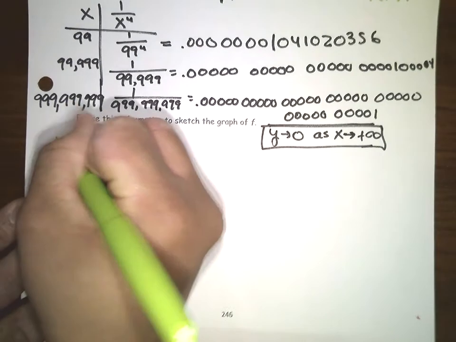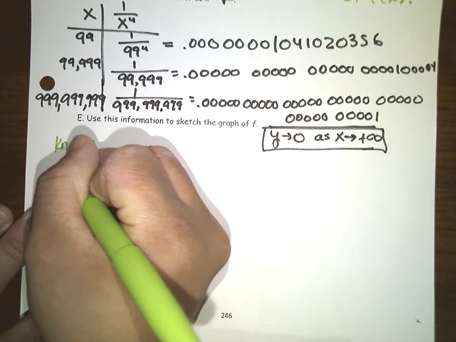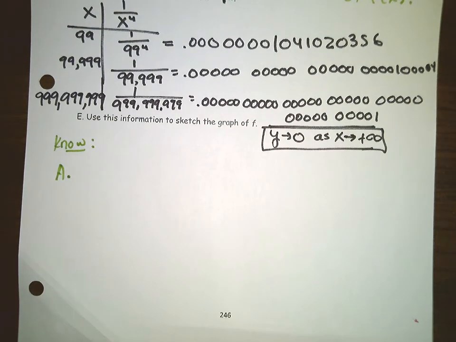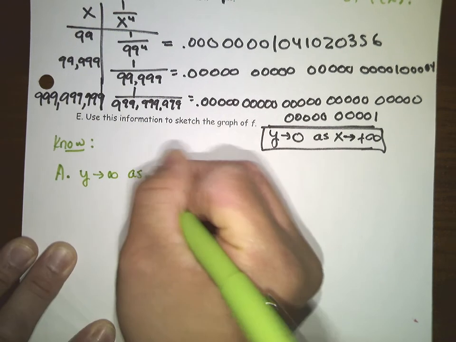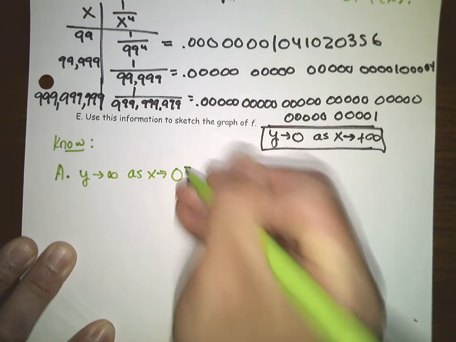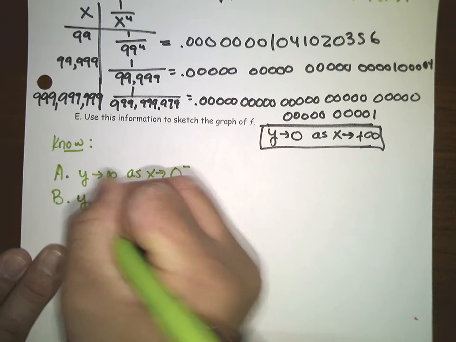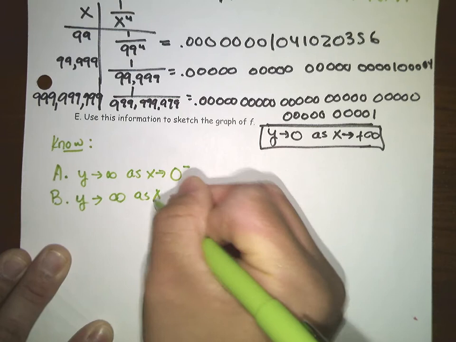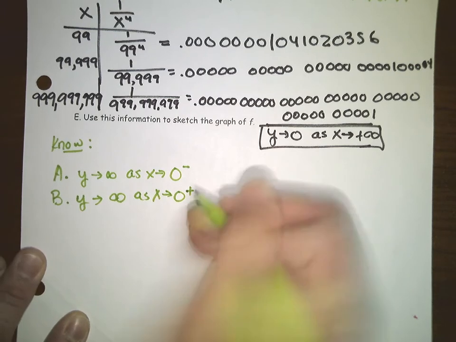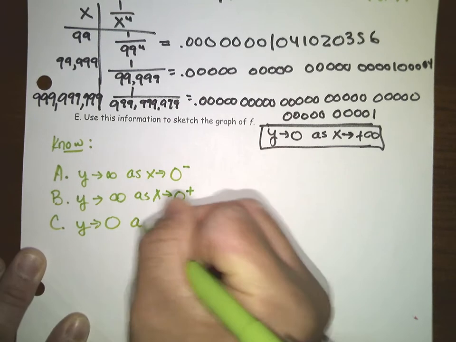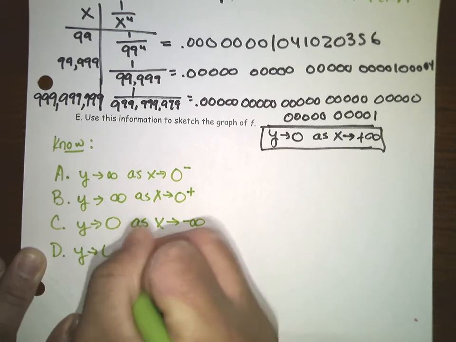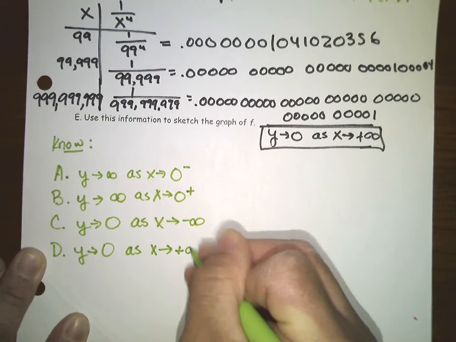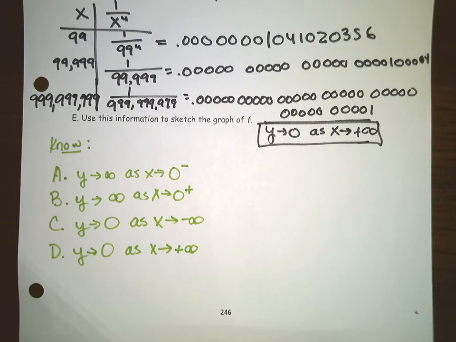So what did we know? Well, from part A, we knew that y approaches infinity as x approaches 0 from the left, and then part B, y approaches infinity as x approaches 0 from the right. Part C, y approaches 0 as x approaches negative infinity. And part D, y approaches 0 as x approaches positive infinity. So then we can use all of that information to graph this function here.